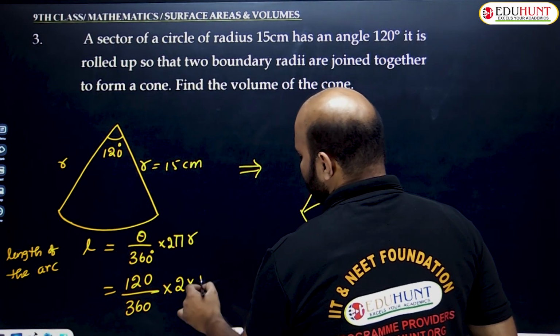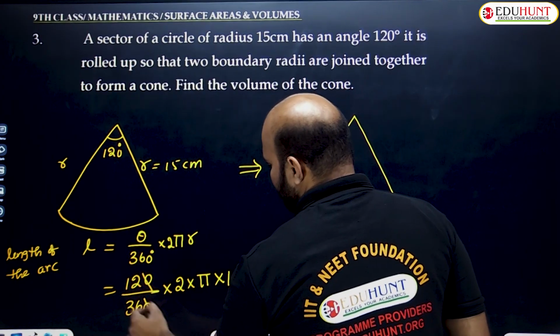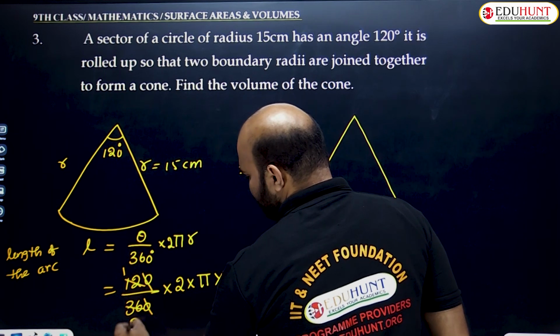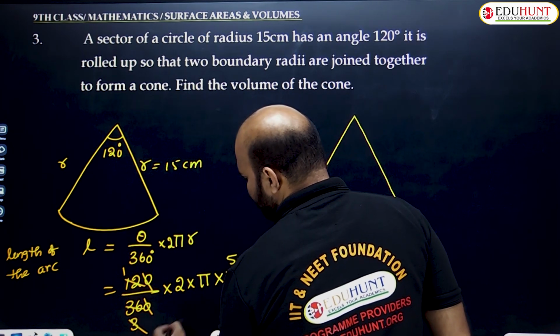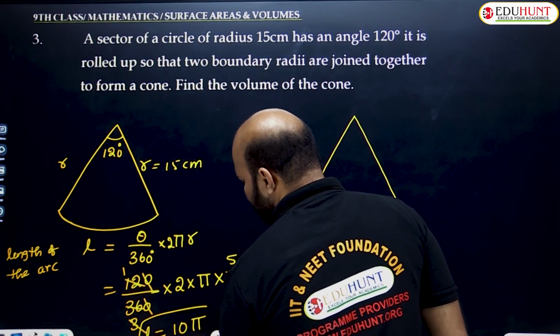Okay? Pi value, r value, how much is given? 15. So the zeros cancel. 12 ones are 12, 12 threes are 36, 3 ones are 3, 3 fives are 15. So what are you getting? Length of the arc is 10 pi. 10 pi is the L value. So L equals 10 pi.